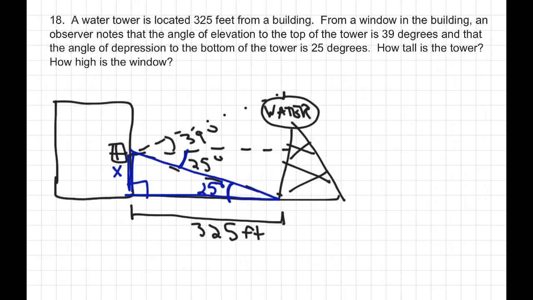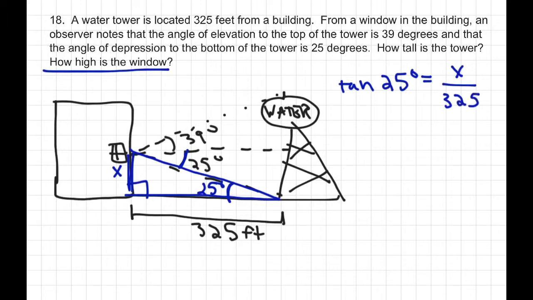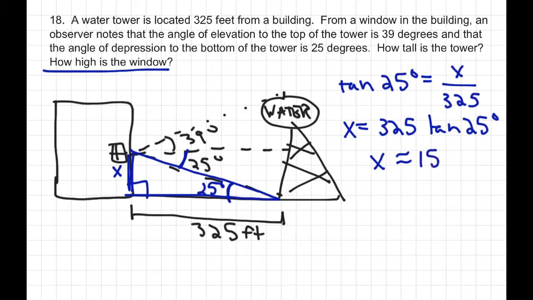So the trig function I'm going to need to use to find out how high the window is, oops, I didn't mean to cross it off, I meant to underline it, is tangent. The tangent of 25 degrees is going to equal the side opposite, x, over the side adjacent, 325. So x is 325 times the tangent of 25 degrees, and I'm going to find out that x is approximately 151.5 feet up the building.